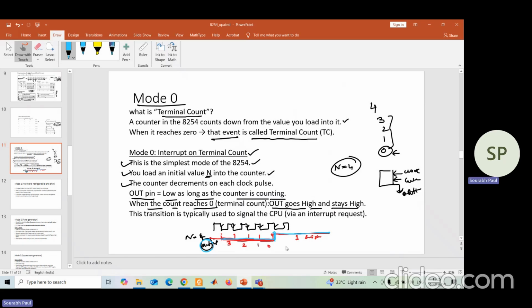So this is the property of mode 0. If you load some value, at that instant your output terminal, this out, will give a low signal, and then it will remain low until you complete all the counts you have assigned to the counter. And when it has reached 0, the last count value, immediately after that its value will become high and it will remain high until you load a new value. So this is the property of mode 0.